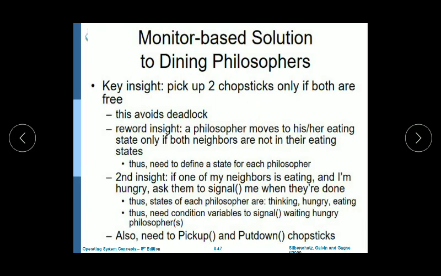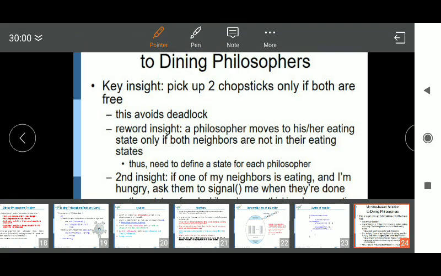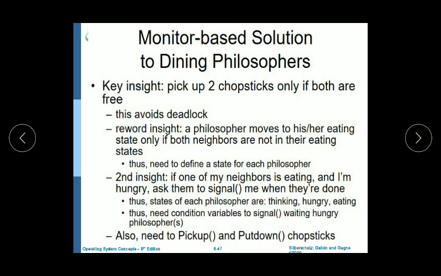Now, a monitor-based solution to the dining philosophers problem. We will illustrate the monitor concept by presenting a deadlock-free solution to the dining philosophers problem. This solution imposes the restriction that a philosopher may pick up her chopsticks only if both of them are available. To code this solution, we need to distinguish among three states in which we may find a philosopher. For this purpose, we introduce the following data structure, an enumeration: thinking, hungry and eating.